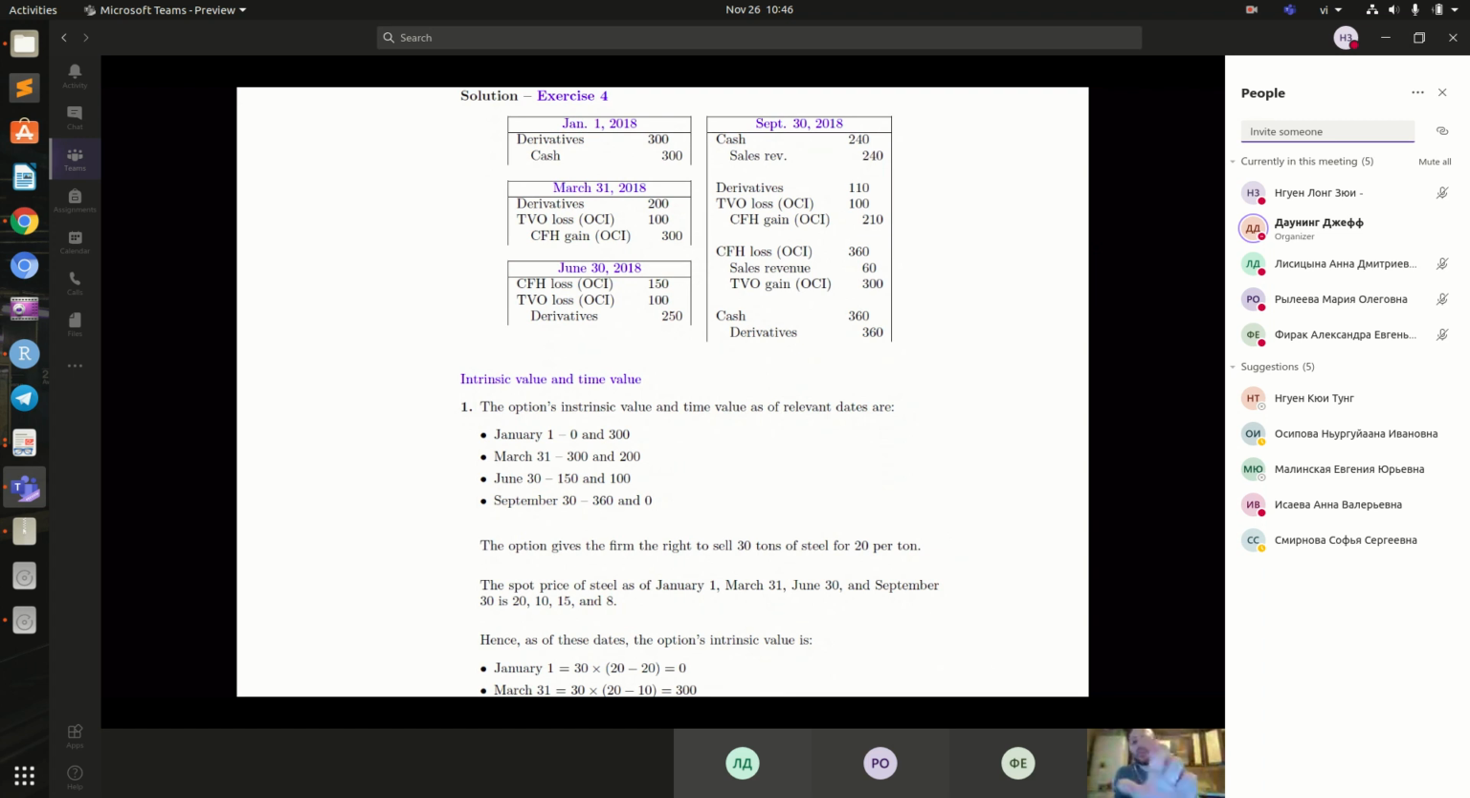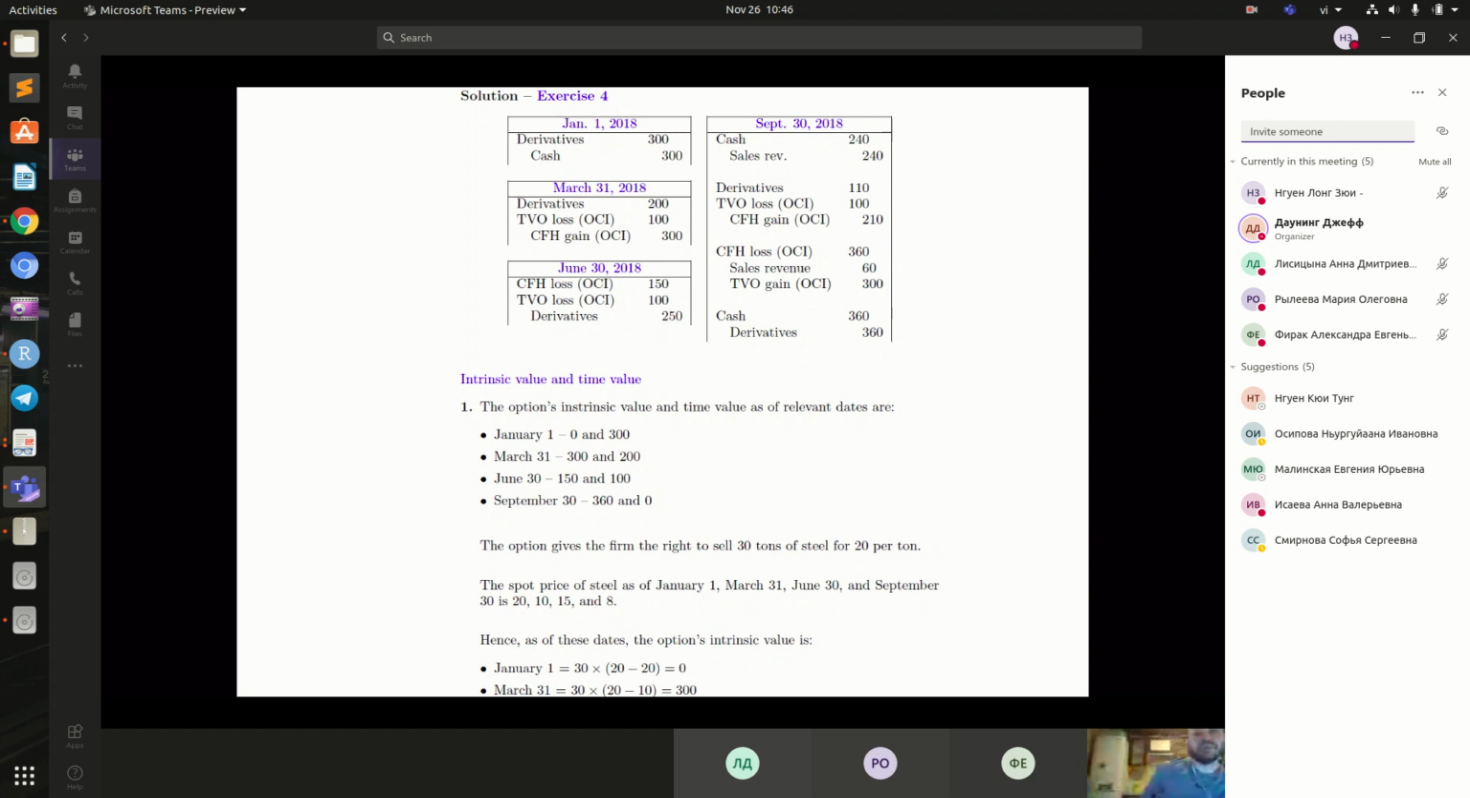The second journal entry is the same journal entry that we had on March 31st and June 30th. First, we debit or increase the value of the derivative by 110. The value of this asset, this derivative, increased by 110 from 250 to 360, hence debit derivatives 110.